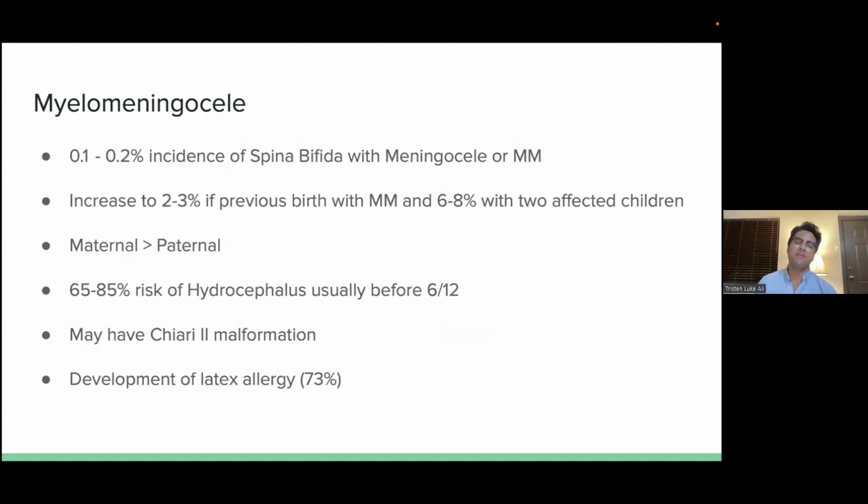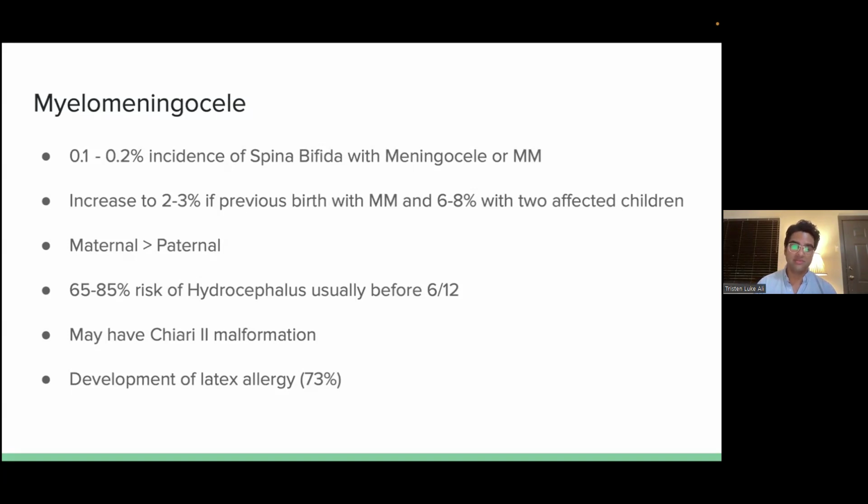So what do we know about myelomeningoceles? There's a 0.1 to 0.2 incidence of spina bifida with meningocele or myelomeningocele. This increases with various risk factors, such as a previous birth of myelomeningocele. And if you had 2 or more affected children, this risk also increases to 6 to 8%. There seems to be more maternal than paternal factor here.